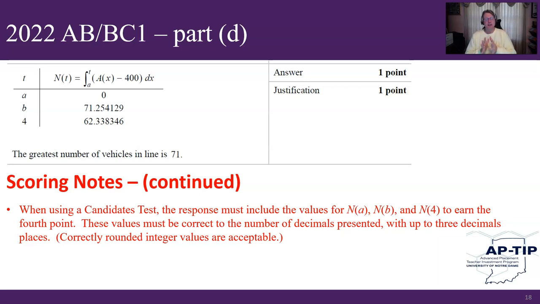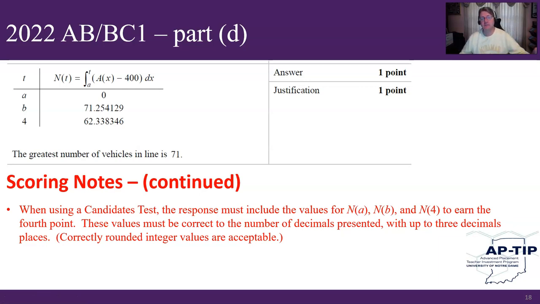All right. Now, correctly rounded integer values are going to be acceptable because that is what we'd asked for. So in other words, if a student were to have, let's say, miscalculated the value for t equal 4 and has this incorrect, that's going to certainly lead them to the correct answer. But if this particular value is not correct, then they're going to sacrifice the answer point for this particular problem.